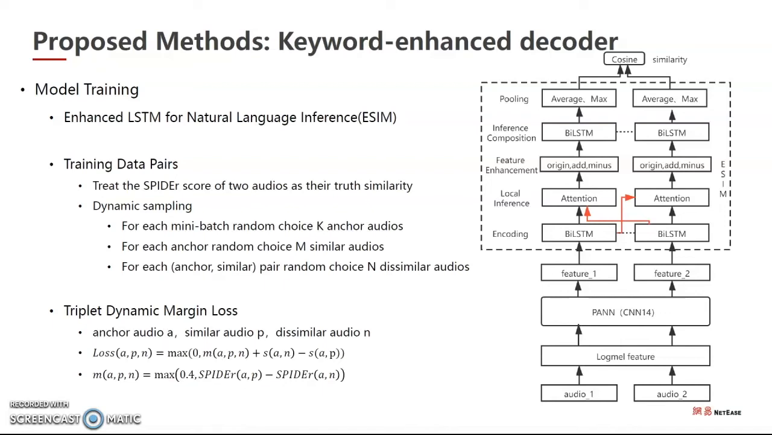We treat the SPIDEr score of 2 audio as their true similarity and dynamically sample training data. For each mini-batch, we randomly choose K anchor audios. For each anchor audio, we randomly choose M similar audios. For each anchor audio and similar audio pair, we randomly choose N dissimilar audio. Then, we train this model with a triplet dynamic margin loss. Given an anchor audio A, its similar audio P, and dissimilar audio N, the loss calculation is here, where F is the similarity calculated by the network, and M is the margin function. The margins are dynamic. We calculate the margins by the SPIDEr score between captions of audio.